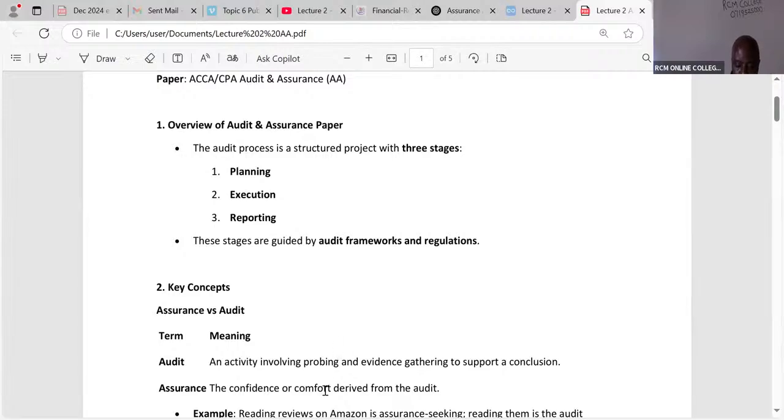Assurance now is the confidence or comfort derived from the audit. As I'm doing this audit, ladies and gentlemen, as I'm gathering this evidence, then there will be that comfort that will be derived from this particular audit. The outcome is what we call assurance.